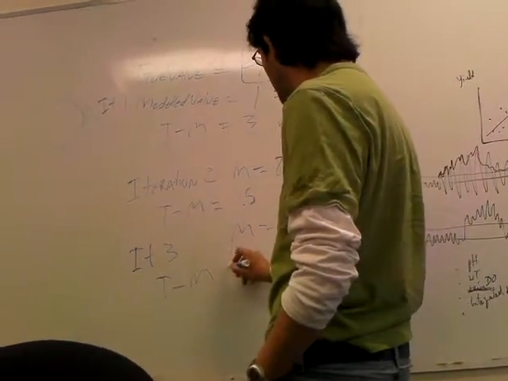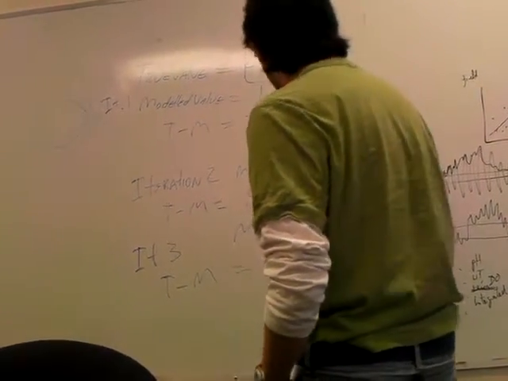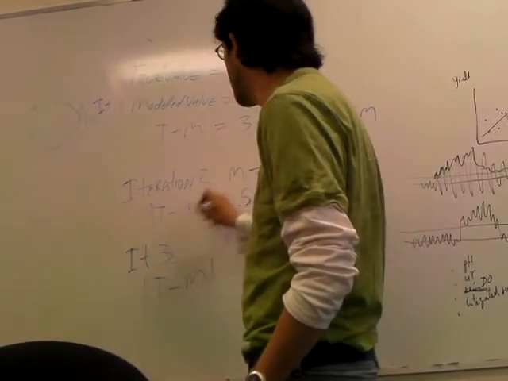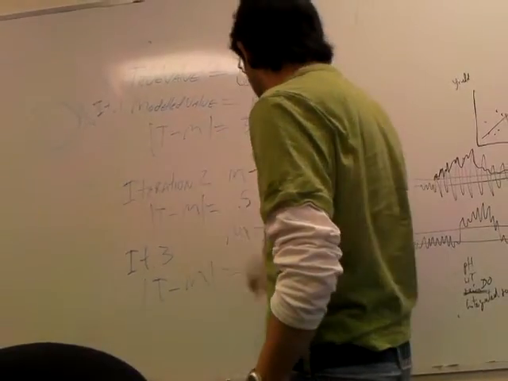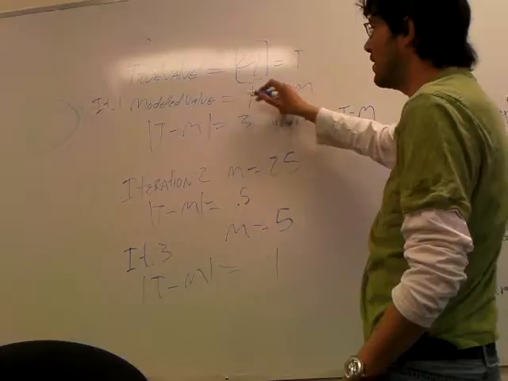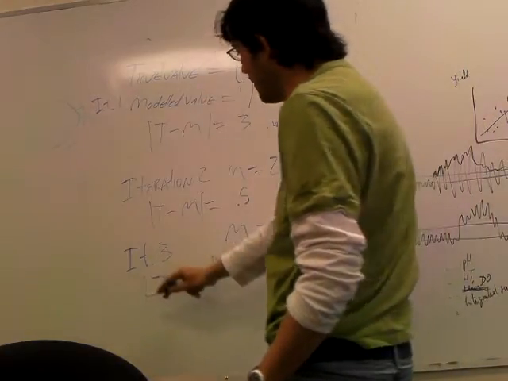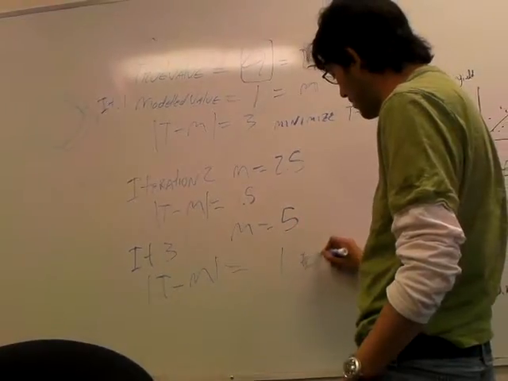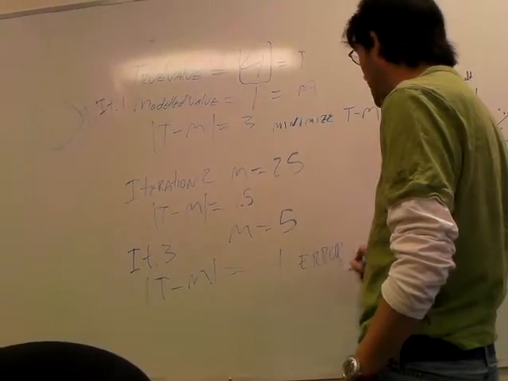In this case, t minus m will be minus 1. But the absolute value, let's try to use absolute values, then this will be 1. That is much closer than the first. So in three steps, now you are in an error. This is the error.